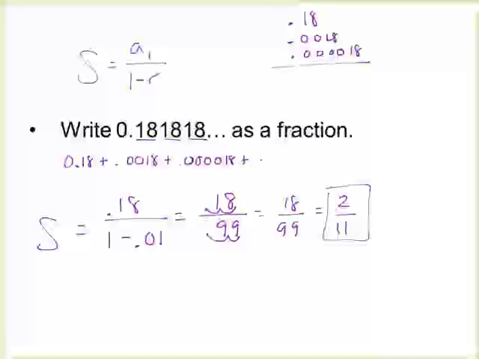Okay? So this is actually why a repeating decimal can be turned into a fraction, whereas an unrepeating decimal cannot necessarily be, or at least not by this same rule.